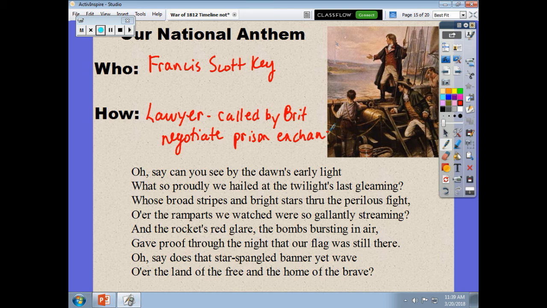And while he's there negotiating, the British tell him, well, you can't leave. You got to stay. Why? Because the bombardment's starting and it's too dangerous. I can't row you back to shore now. And so while he's there, he writes down this poem, and this really is a poem. It wasn't meant to be a song at the time.